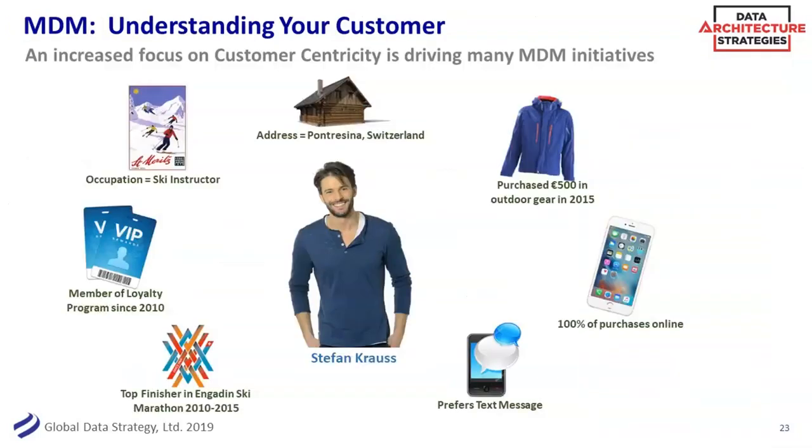MDM is a big one that's coming back as well, especially as everyone's trying to be customer-centric, right? So how do we get that single view of the customer and not only know that Stefan Krause is the one Stefan Krause and not 16 of them, but how many purchases he had and where he lives and what his occupation is, and he's a loyal member and he finished the Engadine Ski Marathon, which is one of my favorite races, and you know all of that about him, and that's hard to do. Partly because you need all of those things we've been talking about, the data models and what processes touch this customer, et cetera, et cetera.